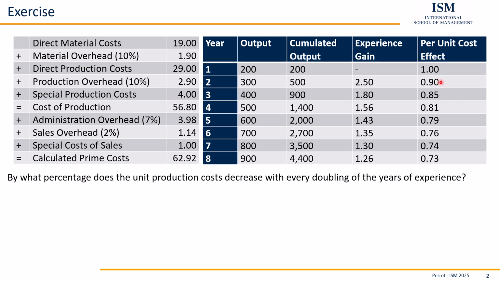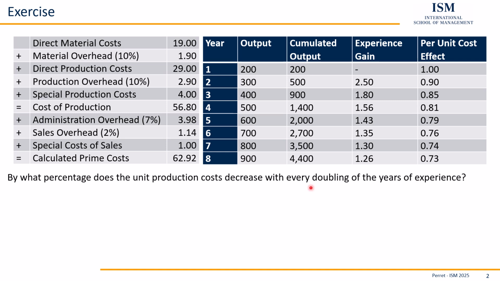If we go from year 2 to year 4, so again doubling the time of experience, it reduces from 0.9 to 0.81, again reducing by 10%. Going from year 4 to year 8 reduces again by 10%. So in other words, every doubling of the years of experience reduces our costs by 10%.